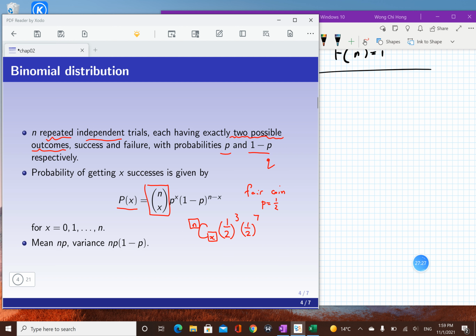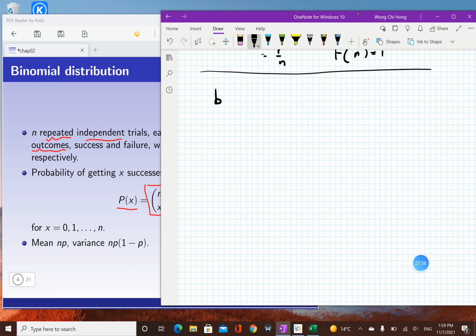Okay, so this is the probability of having x successes if you're repeating a certain experiment n times, each with a success rate of p. And this x, of course, can go all the way from 0 to n. You may get no hit at all, or you may get n hits. Okay, this is a binomial distribution.